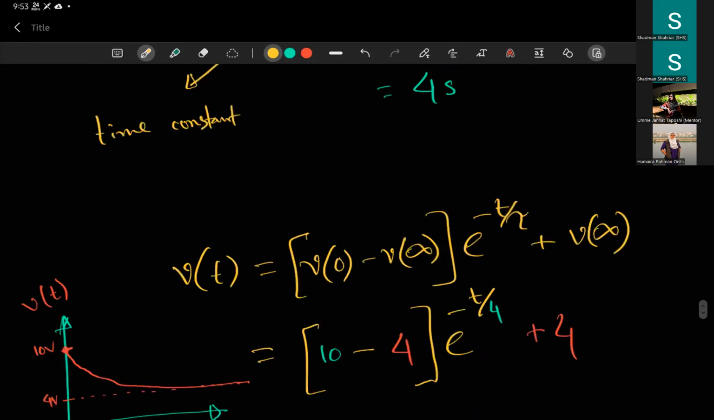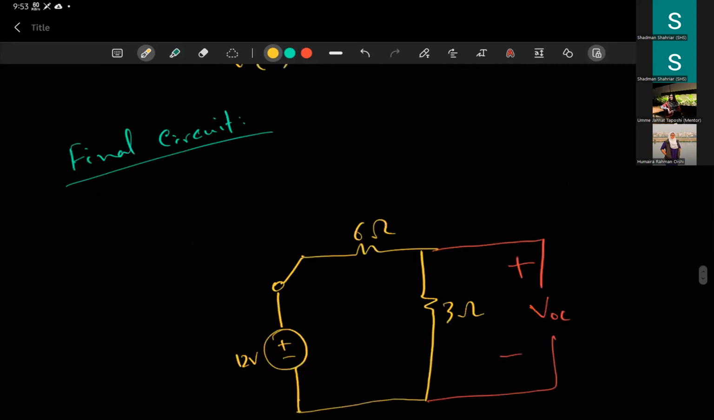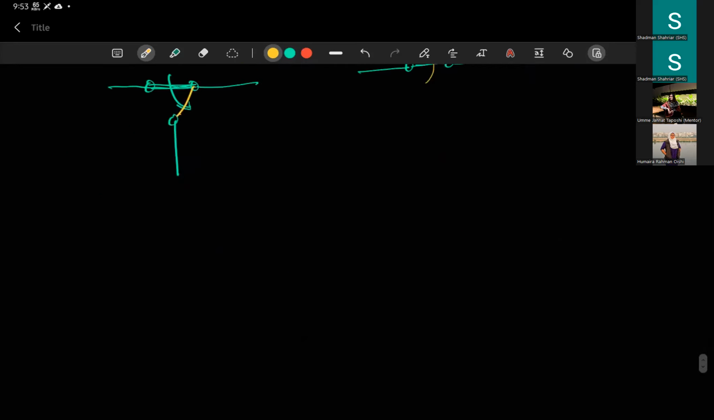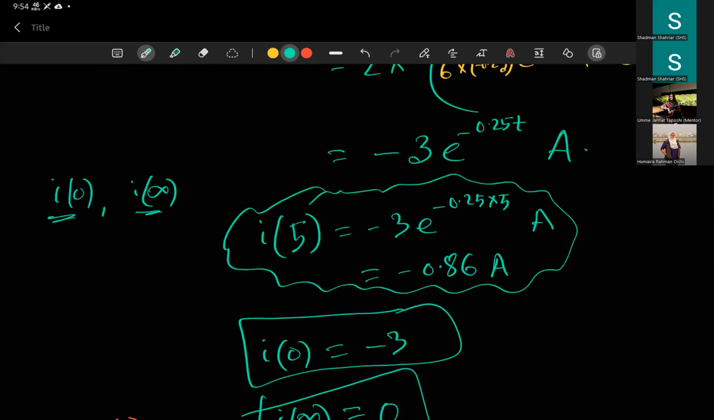You might be asked, what's the value of I5 here? This might be asked in the procedure. Like, what's the value of I5? Then this is how you calculate.